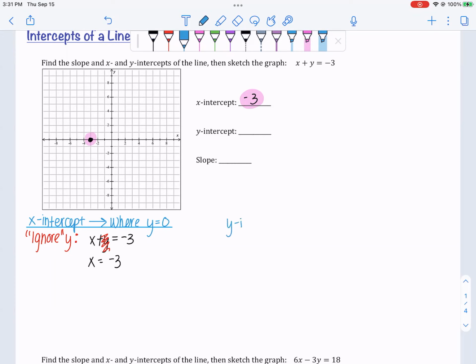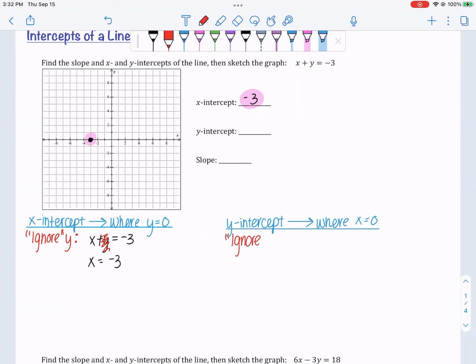For the y-intercept, we have a y-intercept when we hit the y-axis. And if we hit the y-axis, our x value is 0. So this is where x is equal to 0. In the case that we have intercept form of a line, it's really easy for us to just plug in x equals 0 by just ignoring the x.